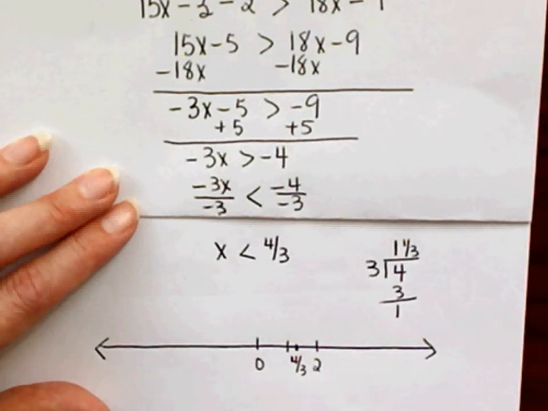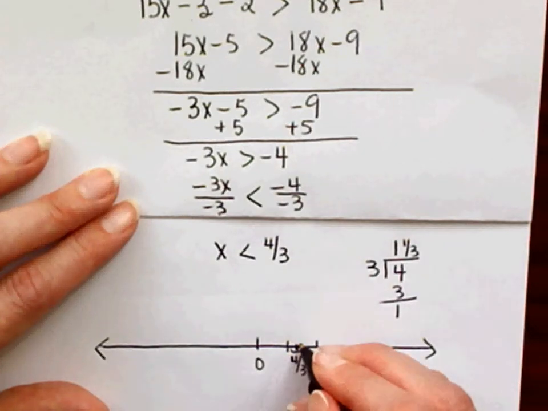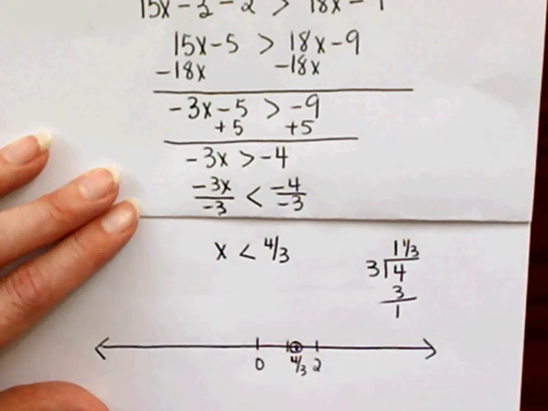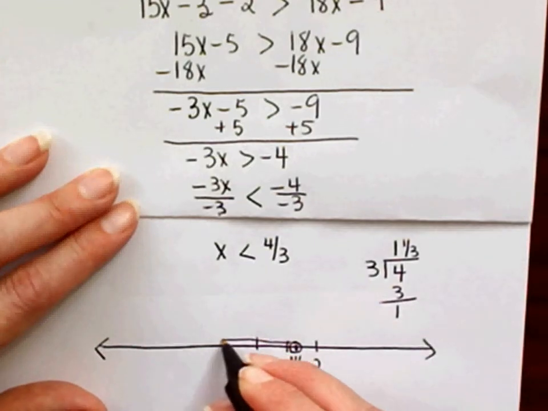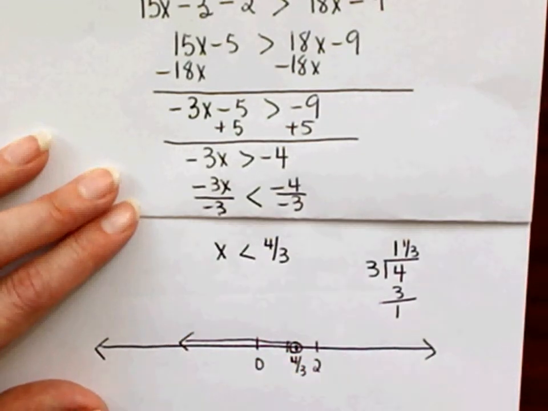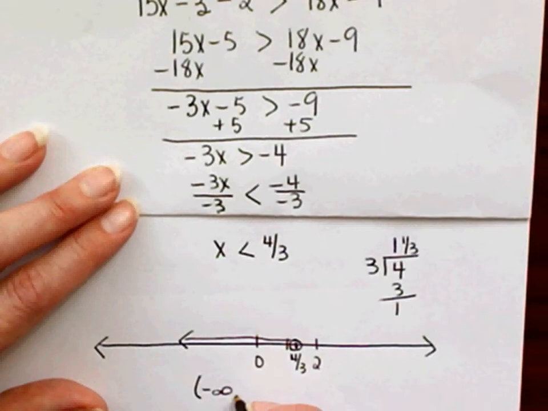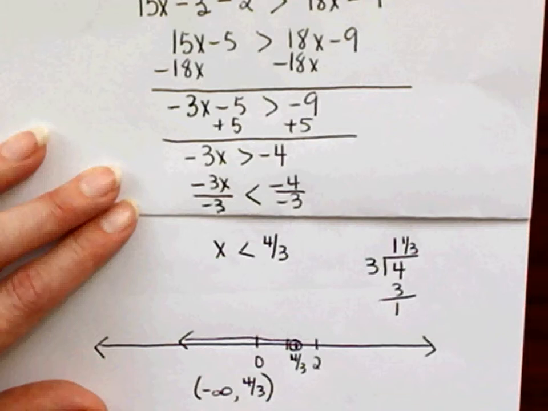Are we including the 4/3? No. How do I know we're not including it? Because it's not underlined. It doesn't have the or equal part. We're looking for numbers smaller than that, so we're going to go to the left. I need to write it in interval notation, so that's going to be parentheses, a negative infinity, because that keeps getting smaller, comma, 4/3. We're not including the 4/3, so I need a parenthesis. So that's how you would write it in interval notation.